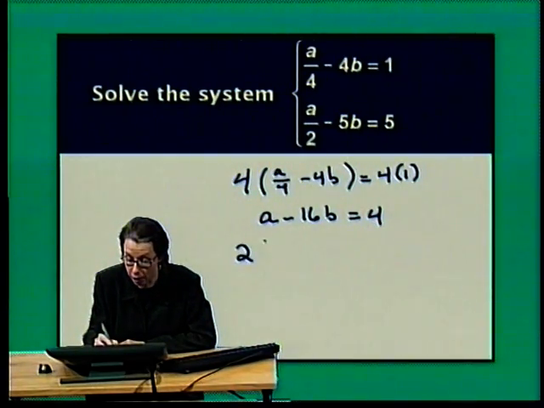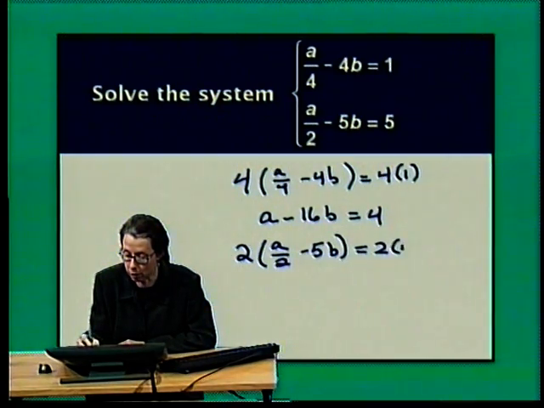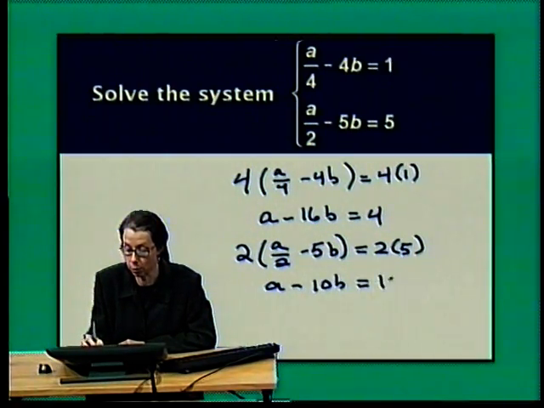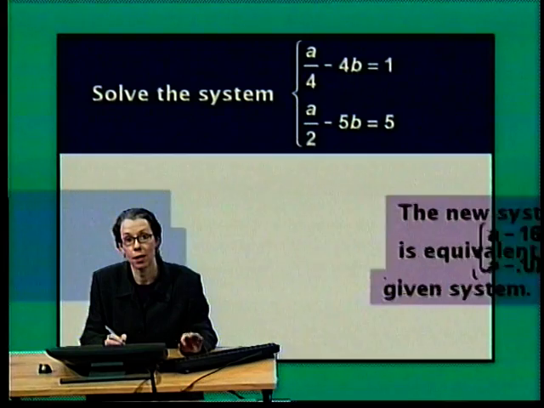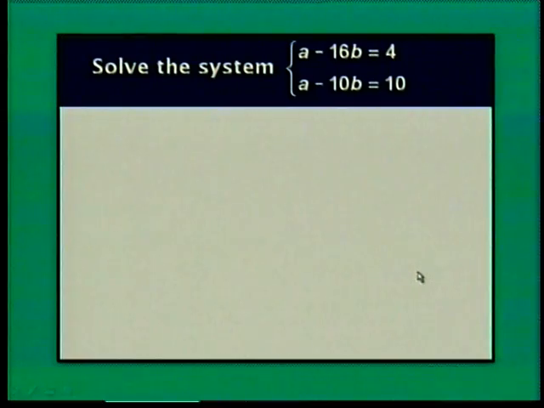Let me do the same trick with the second equation in the system. I'm going to multiply both sides by 2 in this situation to clear that denominator of 2, and I'm left with a minus 10b equals 10. So now I have an equivalent system of equations that I can solve. So this new system, a minus 16b equals 4 and a minus 10b equals 10, is actually equivalent. And if I solve this system, I'll have the same solution set as in my original system. So I'm going to solve the system that has no fractions. So let's do it.